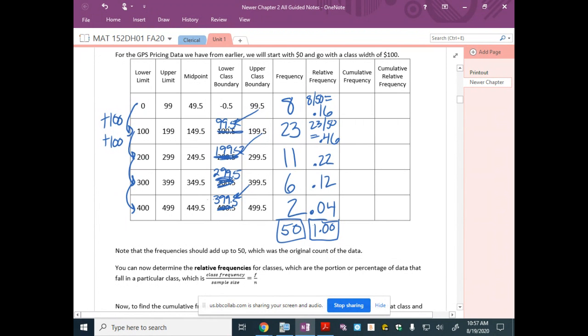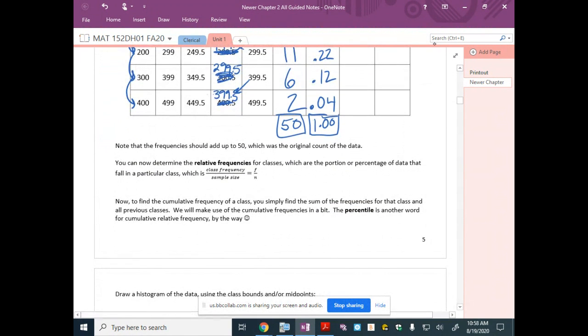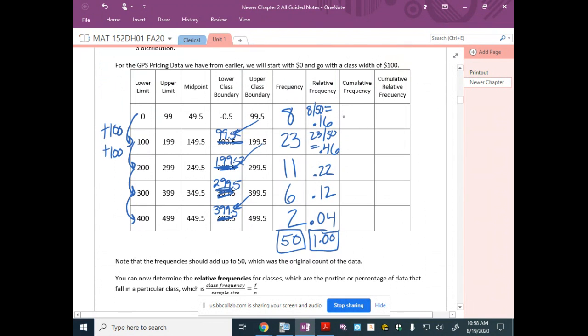Now, cumulative frequency is where it's going to get a little more fun. We find the sum of the frequencies for that class and all previous classes. So for the cumulative frequency for this first group, it's going to be 8. Now, for the next cumulative frequency, we had 8 before that. We added 23 to that, so we would get 31.